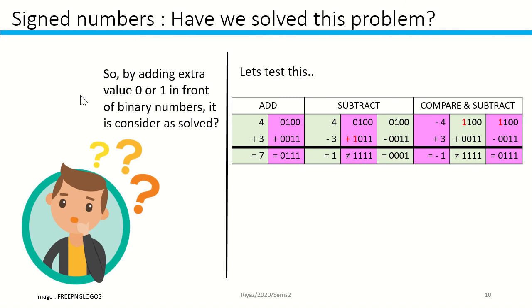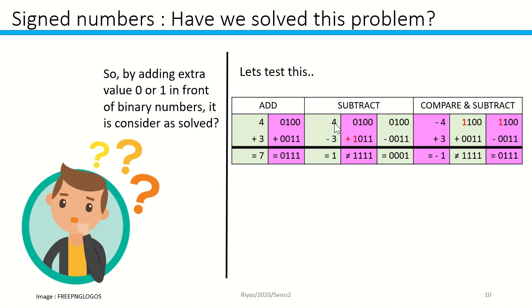So in signed numbers, have we solved this problem? Just by adding 0 or 1 in front of a binary number, is it considered solved? Let's test. In normal mathematics, 4 plus 3 is equal to 7. So the binary numbers 0100 plus 0011 is equal to 0111. This is equivalent to 7. So this is good.